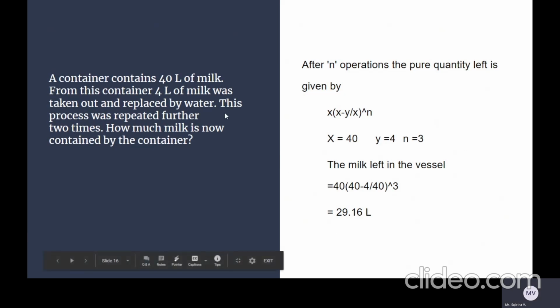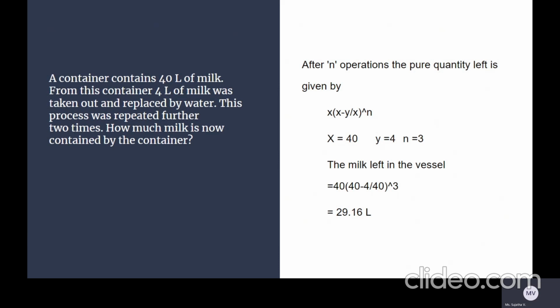Here we have a container that contains 40 liters of milk. So what is the X here? It is 40. How much was there in the beginning? That is your X, right? And how much is being drawn out? 4 liters. So 4 liters becomes your Y, right? And it was repeated further 2 times. So what is your N? How many times is it being repeated?